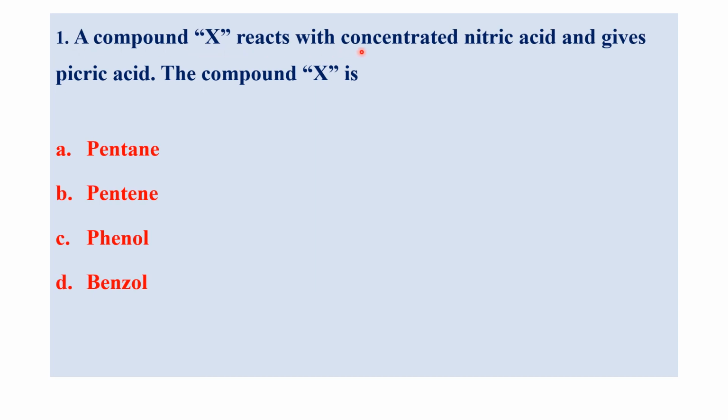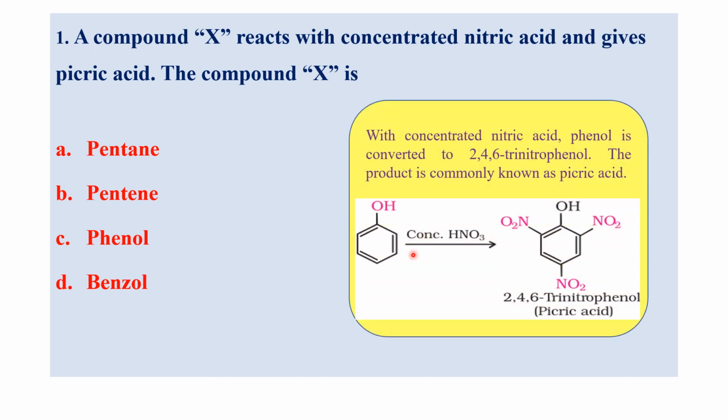A compound X reacts with concentrated nitric acid and gives picric acid. The options for compound X are pentane, pentene, phenol, and benzol. Another name for picric acid is 2,4,6-trinitrophenol. When concentrated nitric acid reacts with phenol, it will produce 2,4,6-trinitrophenol, also known as picric acid. So phenol, when reacted with nitric acid, will produce picric acid. So the answer is phenol.